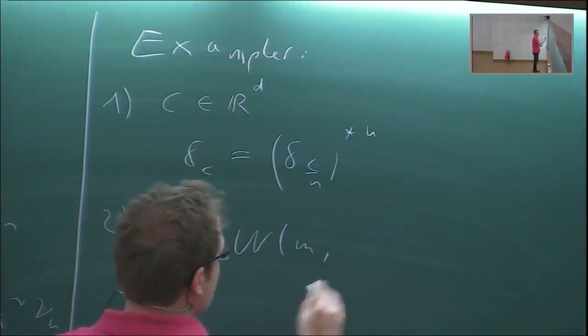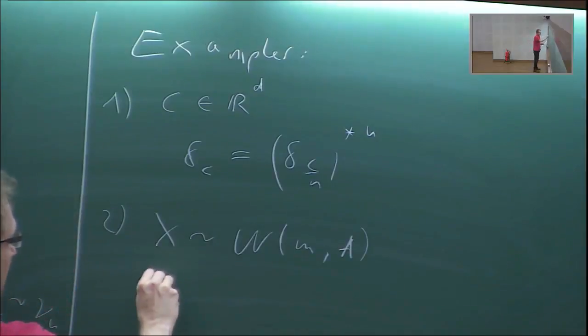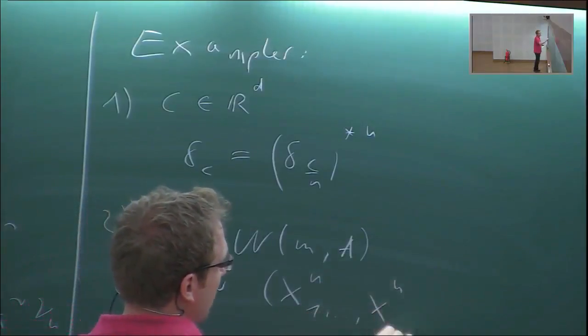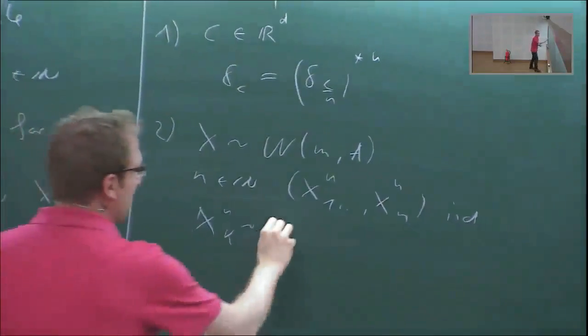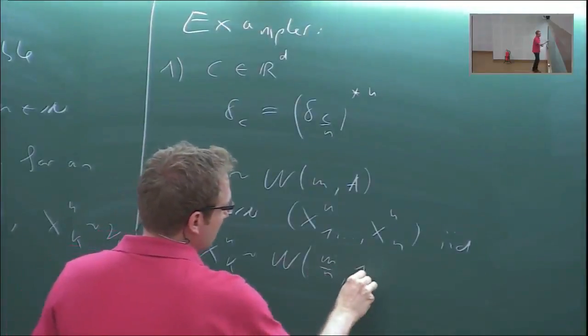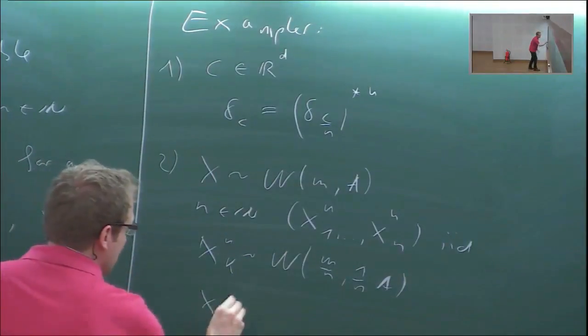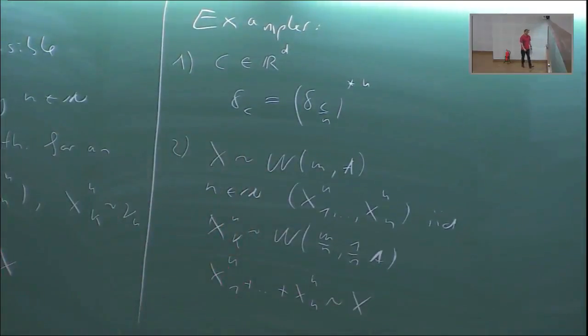If you have a normal distribution with some expectation vector m and a covariance matrix A, then for any n, a family X n1, ..., X nn IID with X k distributed according to normal with m divided by n and 1 over n times A satisfies the fact that summing them up once again gives the property of infinite divisibility.